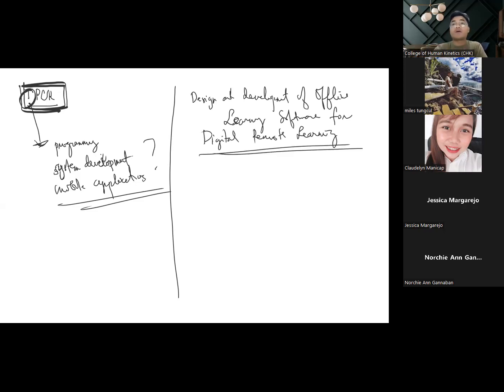So ito yung ginawa ko. Okay, yung pinopost ko. And they approved it. Okay? Design and development of offline learning software for digital remote learning. So the basic idea here is that during the time of the pandemic, maraming mga estudyante ang nahihirapan sa internet. Okay, hindi sila makapag-join sa klase nila kasi mahirap nga ang internet signal.